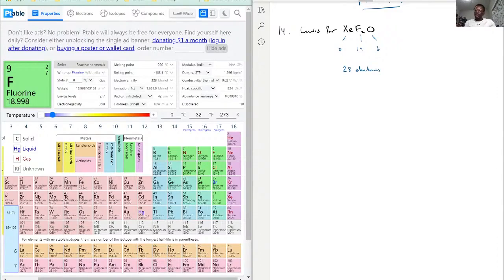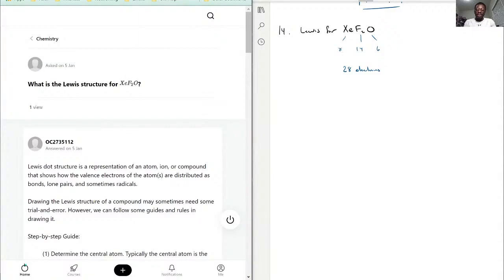Because xenon is the one that can break the octet rule most comfortably, I'm going to put it in the middle. The reason is that for it to even be involved in this Lewis structure, it has to already break the octet rule. So I'm going to give it the benefit of the doubt and put it in the middle. Now there will be 1 bond each for the fluorine and the oxygen.